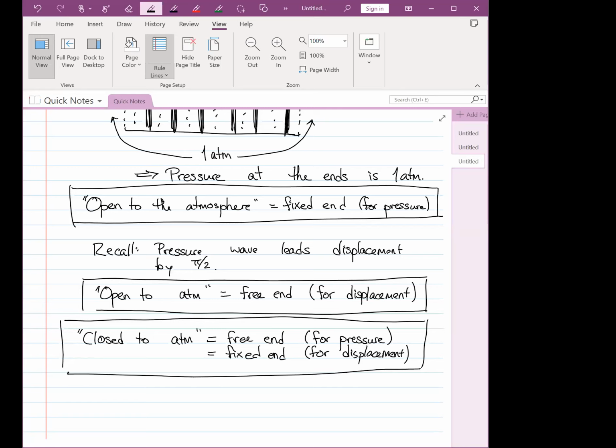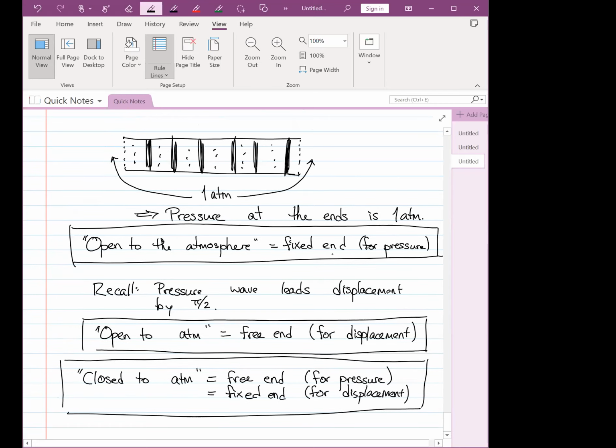So let's just think about a trombone. So from the pressure perspective, one end is fixed, i.e. open to the atmosphere. This is the bell of the trombone, the part that flares out. And one end is free. This would be the mouthpiece. This is the part that you put your mouth on, and no air can go out of that from the cavity. It can only come in from the mouthpiece.